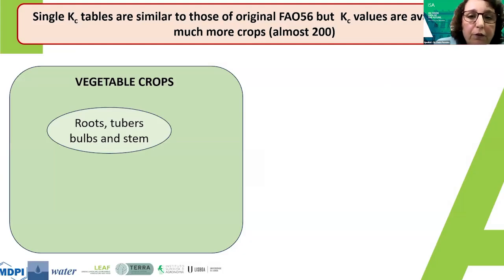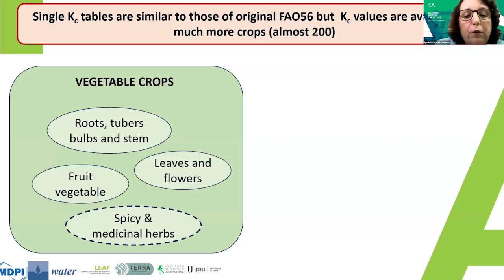In this revision of the manual, we have the annual crops, because then Dr. Ramon Lopez Ojea will talk with you about the orchards. I'm going to focus more on the annual crops. We have divided, or grouped, the vegetable crops according to the edible parts. So we'll have a group on roots, tubers, bulbs, and stems, then fruit, vegetable, leaves, and flowers, and then a completely new group that is spices and medicinal herbs. This is a major improvement relative to the original file 56.